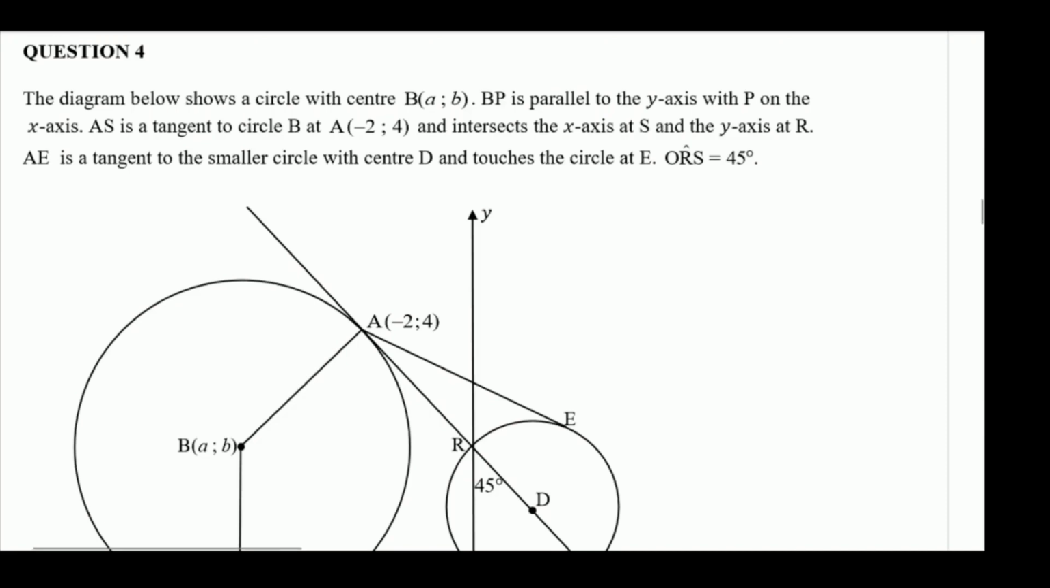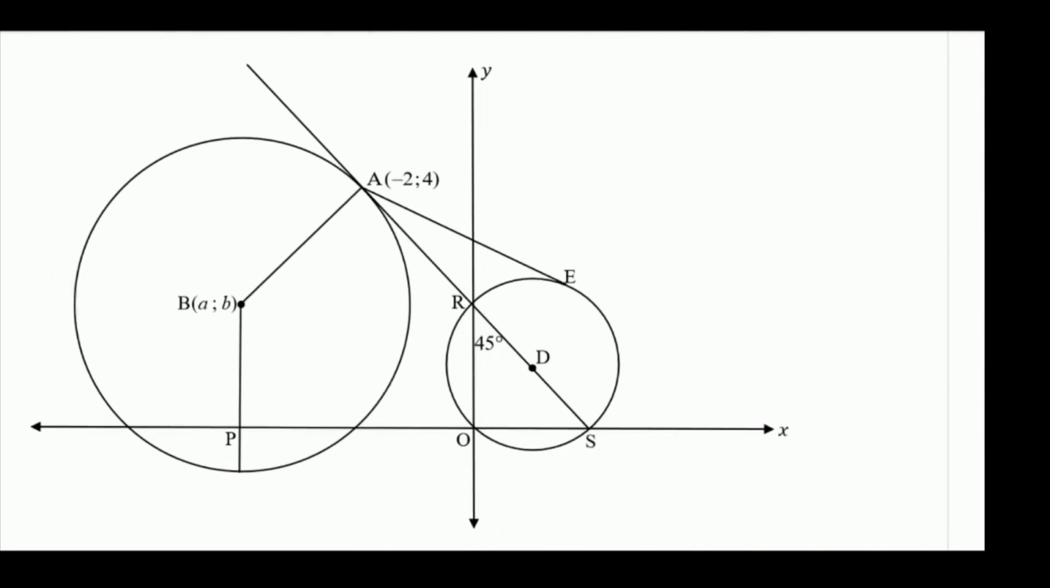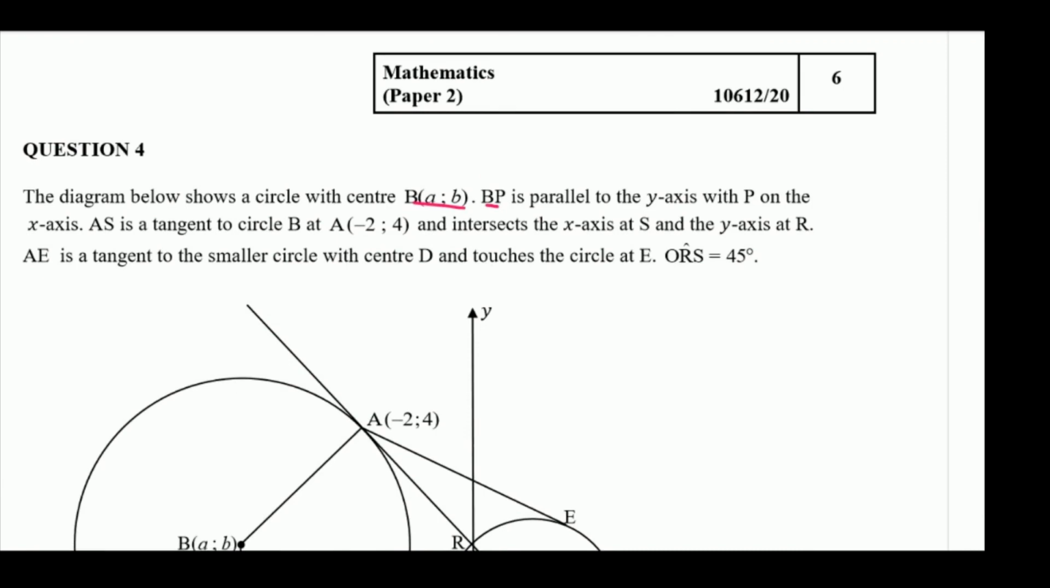Okay, so now question 4. In the diagram below, a circle with center B, which has A and B, BP is parallel to the y-axis with point P on the x-axis. So BP, this line here, is parallel to the y-axis, which is this one here. And what's the statement saying again? With P on the x-axis.